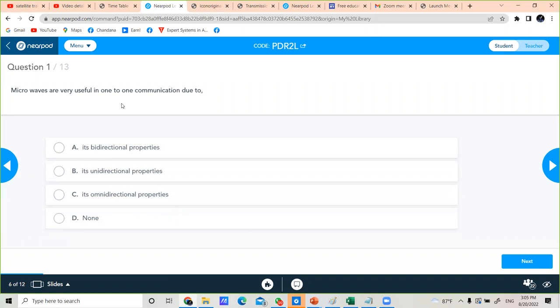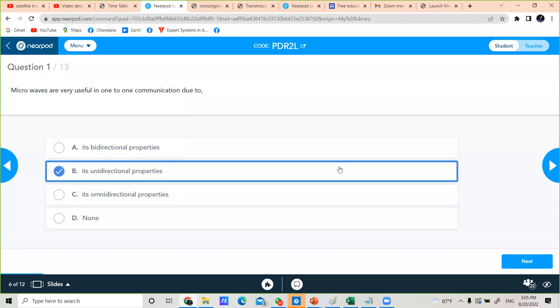Microwave, that earlier we identified the feature. It is capable of sending in one direction. Which feature? Unidirectional properties. This should be the answer. Unidirectional property.